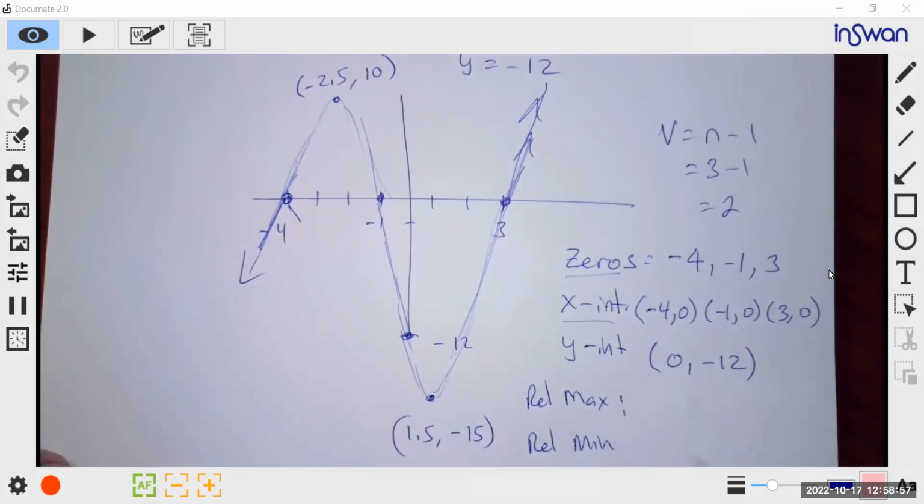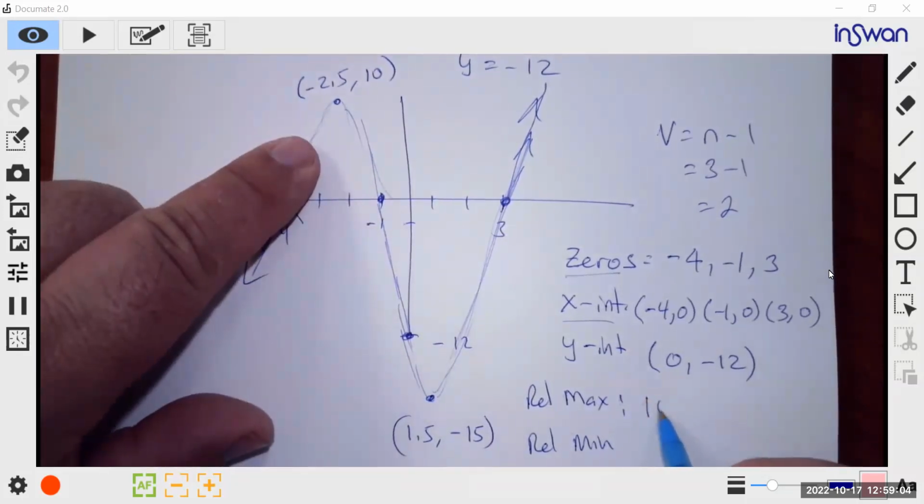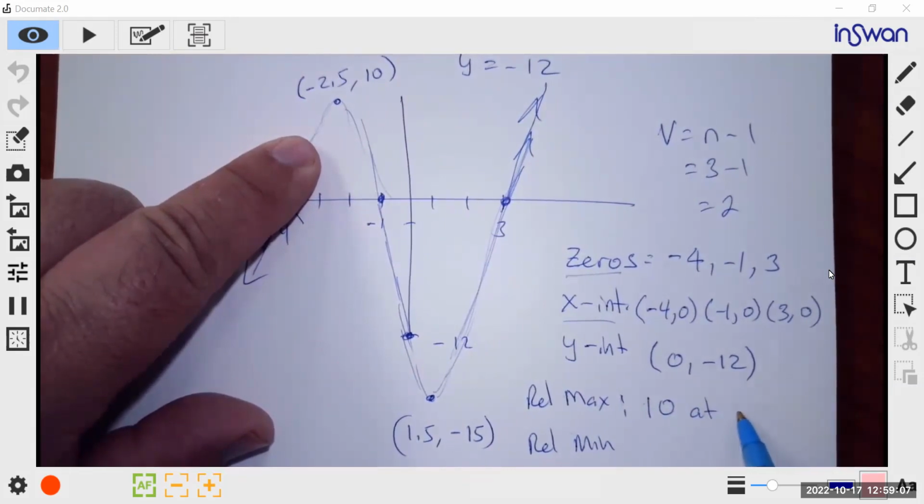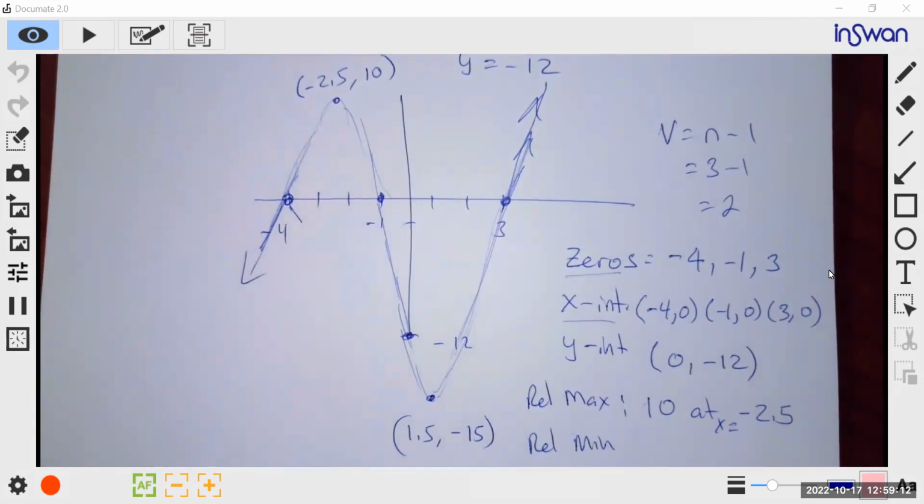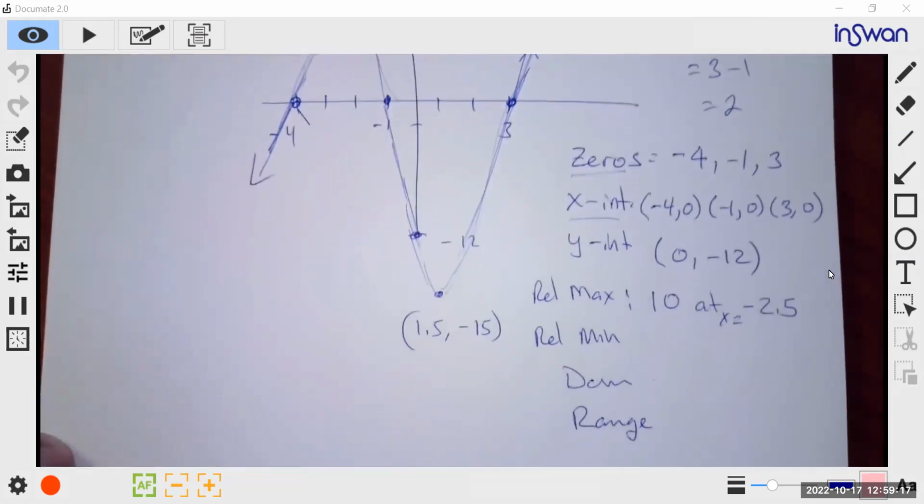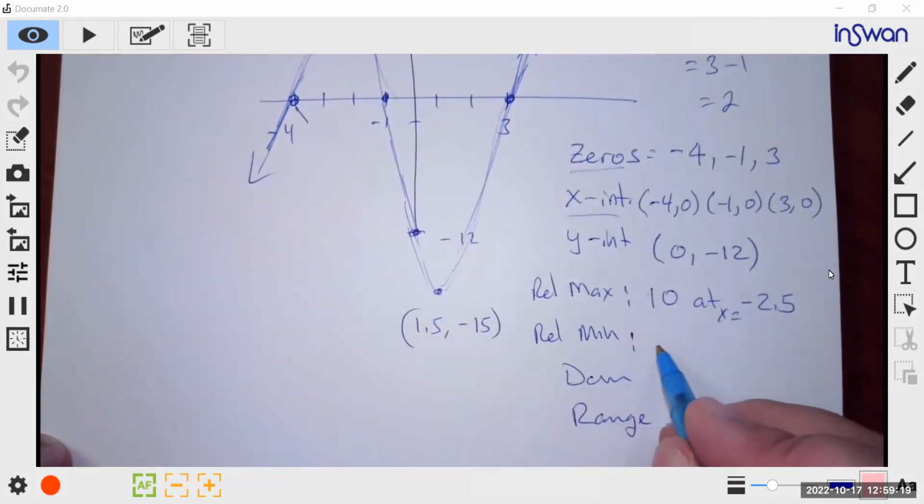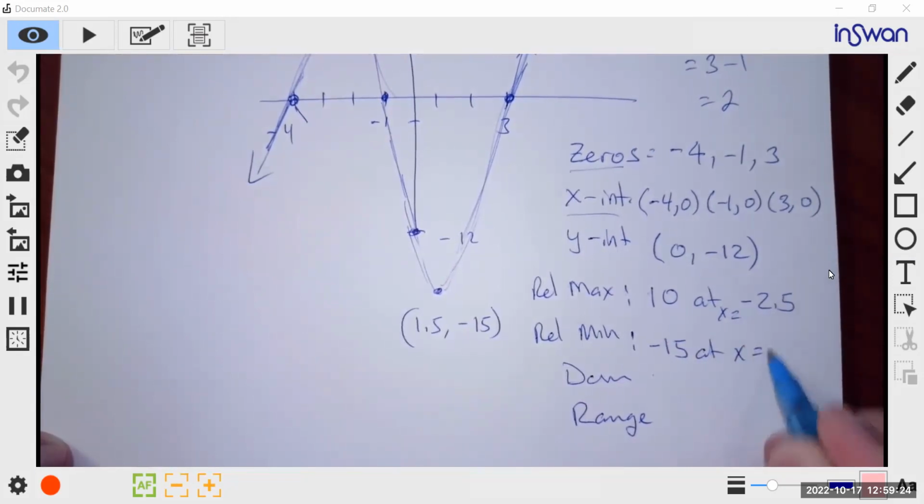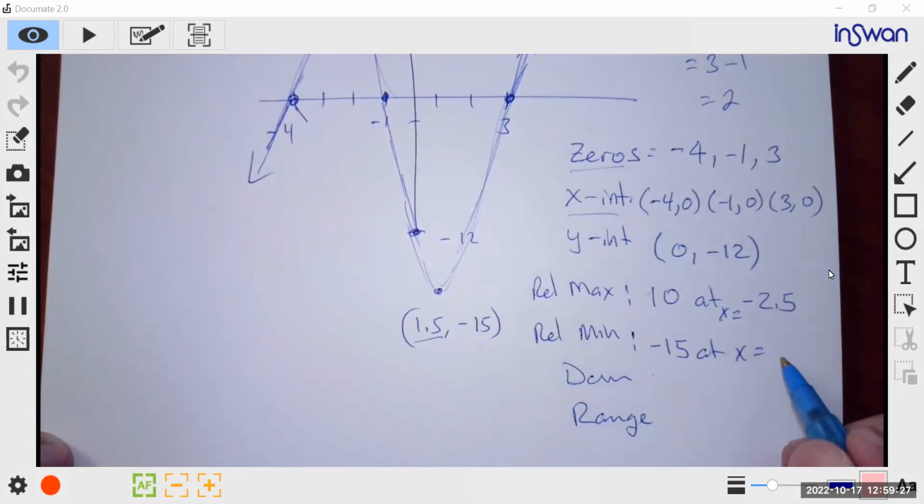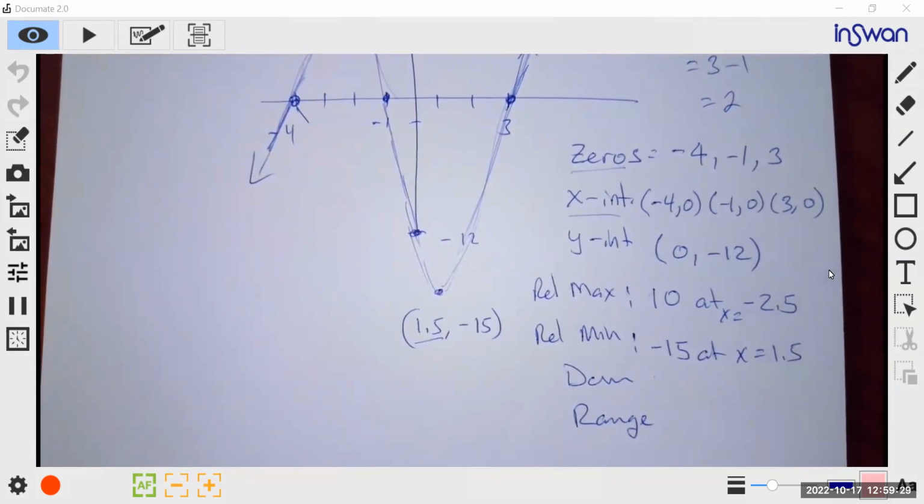So what's the relative maximum? It's 10 at x equals -2.5. Because for the relative maximum, you have to tell me where it's at. And the relative minimum would be what? No, at x equals 1.5. So when x is 1.5, we have our lowest point.